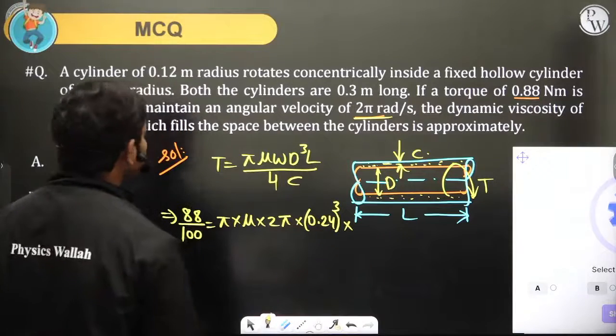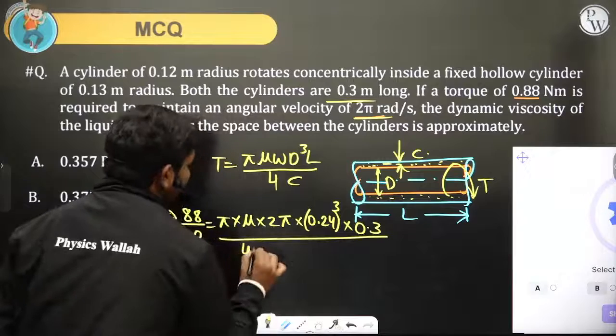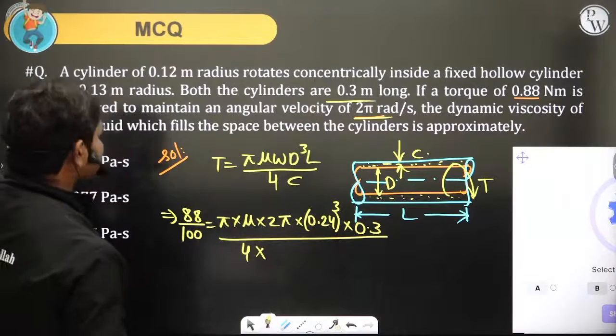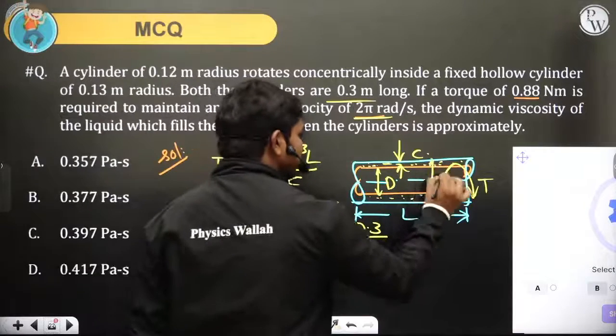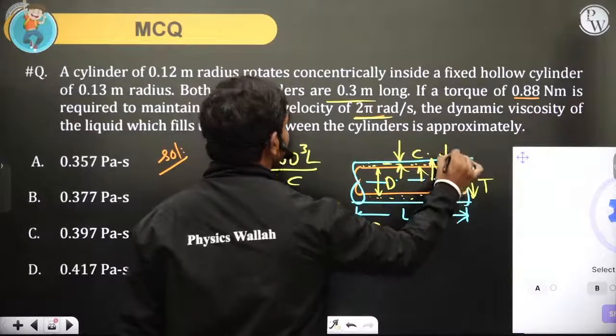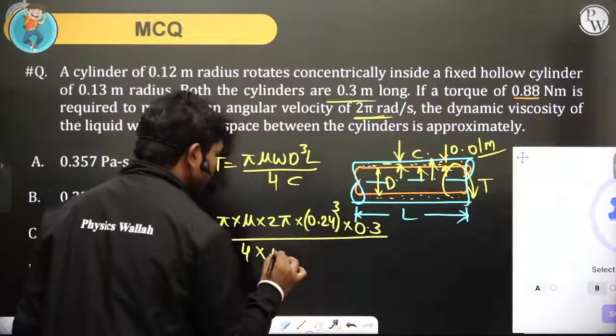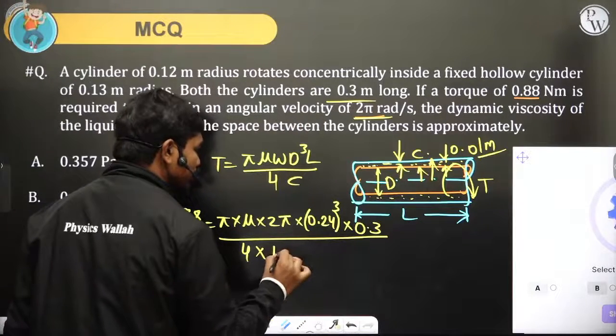So what is the length? Length is 0.3 meters, divided by 4 times clearance. So what is the clearance? The outer shaft is of radius 0.13 meters, and this inner shaft is of radius 0.12 meters. So this clearance is obviously 0.01 meters, which is 10 power minus 2.